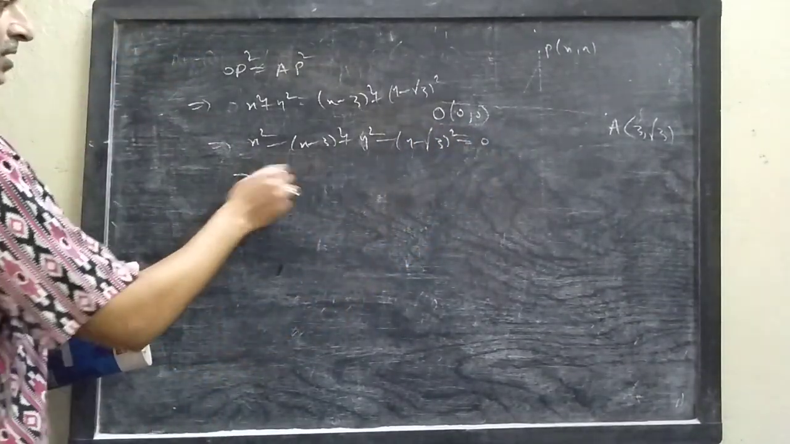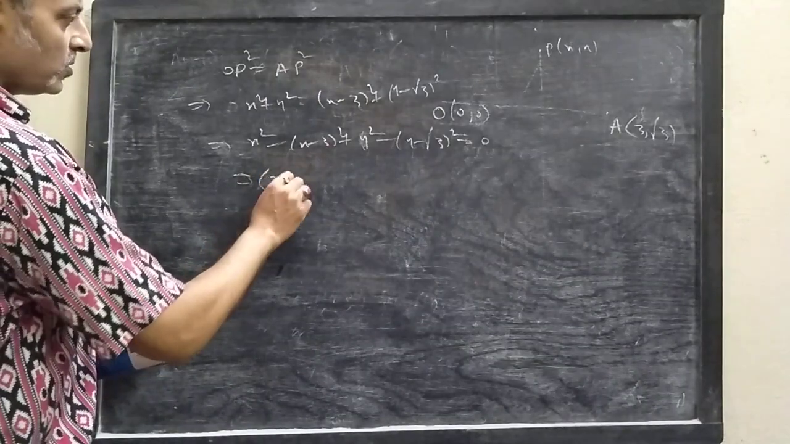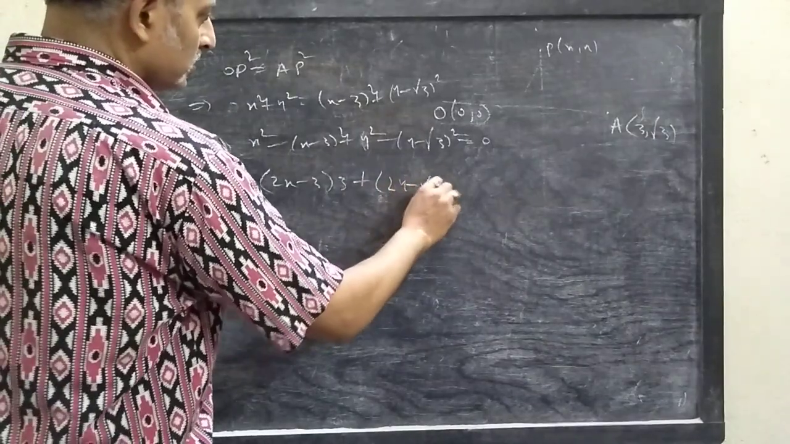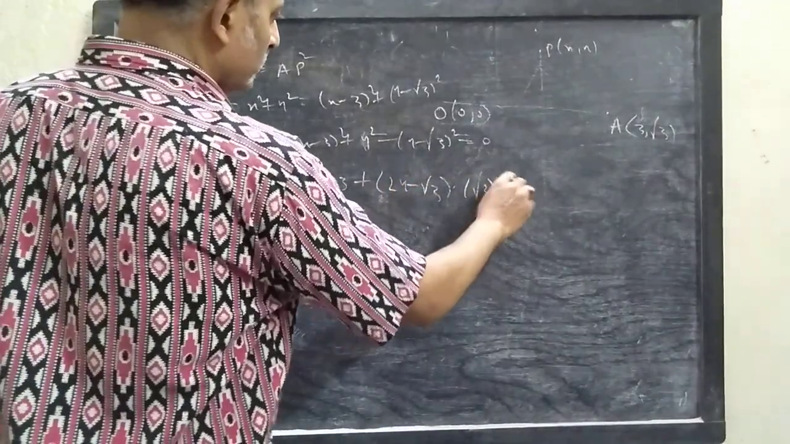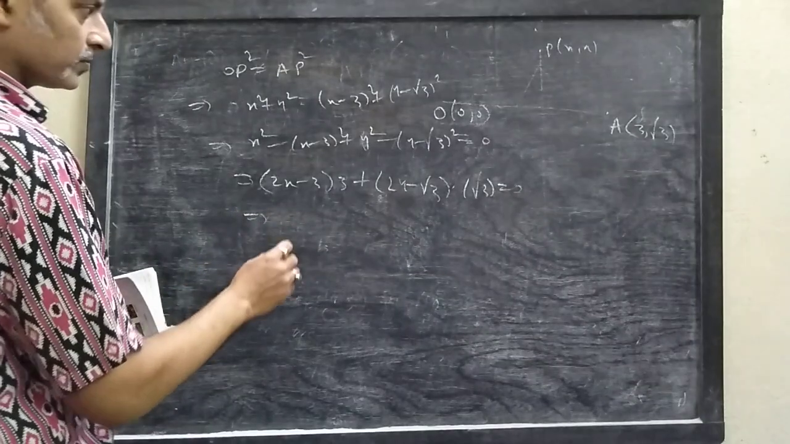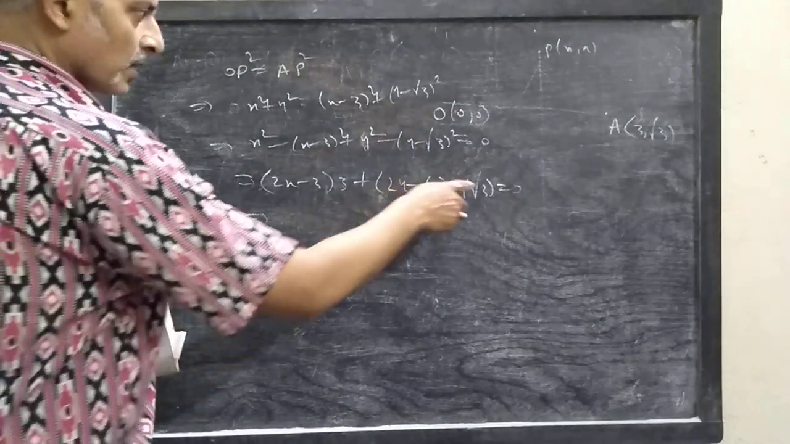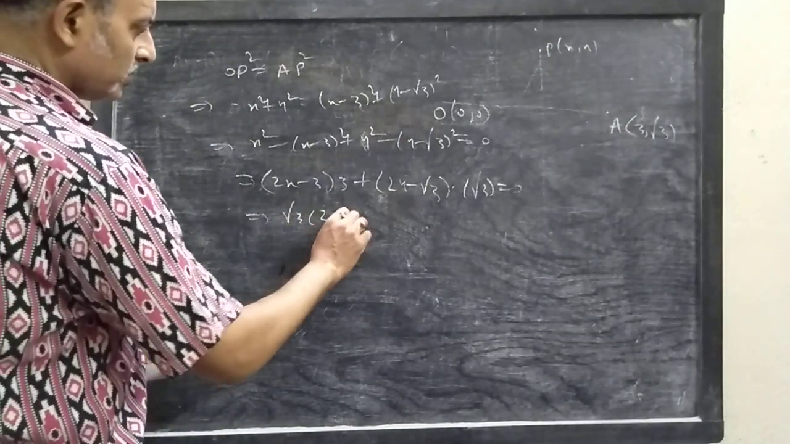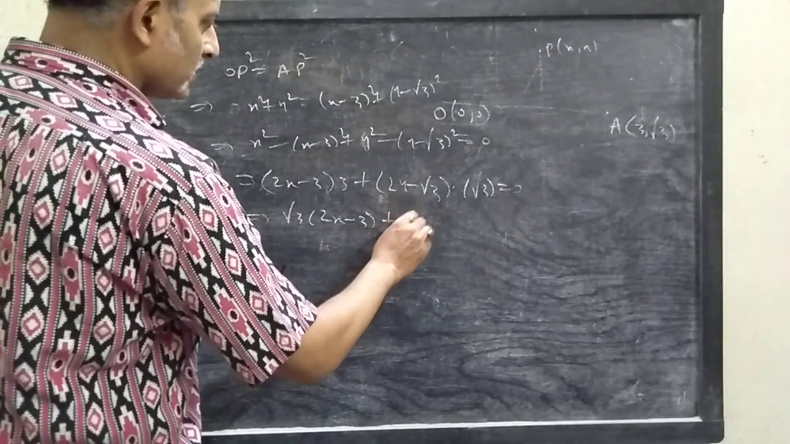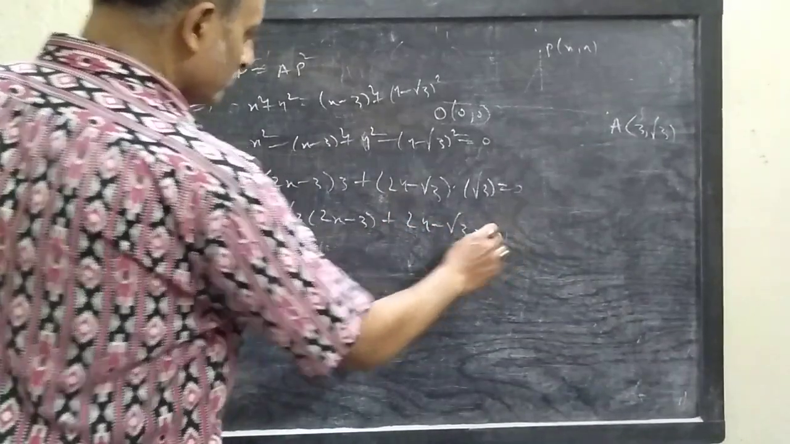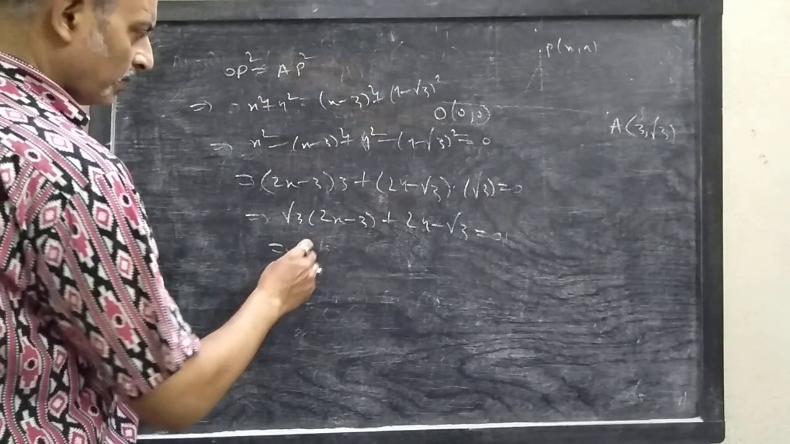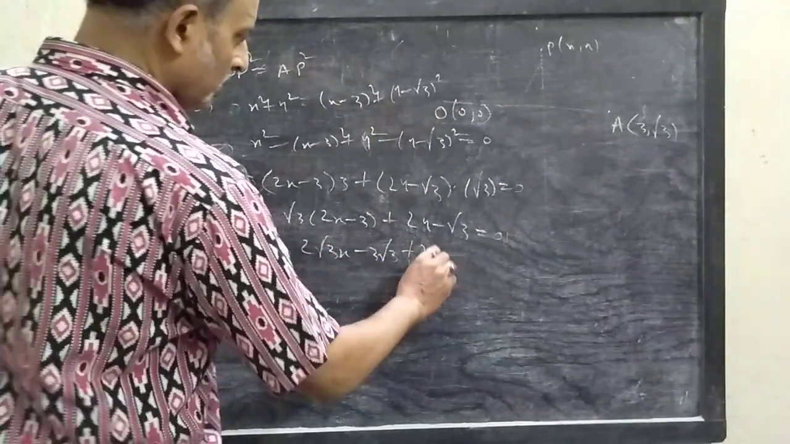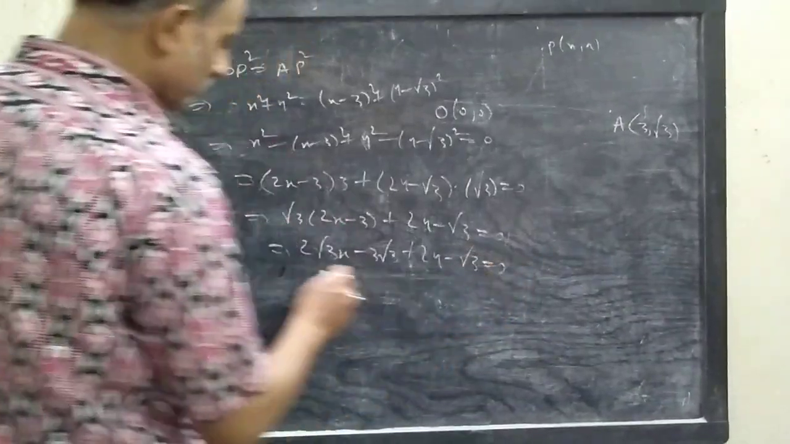equals 0. Using a square minus b square, 2x minus 3 into 3, 2y minus root 3 into root 3 equals 0. Cancel by root 3, then it becomes root 3 into (2x minus 3) plus (2y minus root 3) equals 0. So multiply this: 2 root 3 x minus 3 root 3, 2y minus root 3 equals 0.